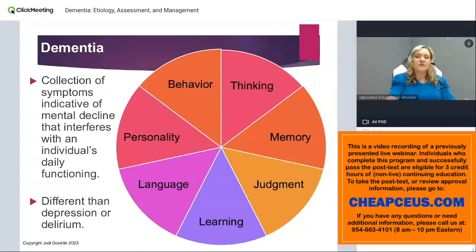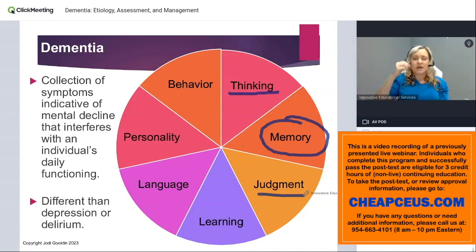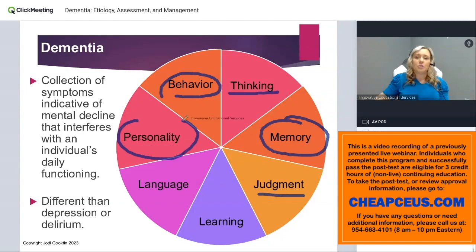As we look at dementia, dementia is going to be a collection of symptoms. This is that slow progressive decline in mental functioning for the individual. We tend to think of memory as the first impairment, and it is involved for most individuals with dementia. However, we're also going to see changes in the executive thinking and the judgment, the organizing, the planning. Personality and behavior changes can also occur, which do not allow the individual to necessarily interact appropriately. And then also, language can be impaired for the individual.